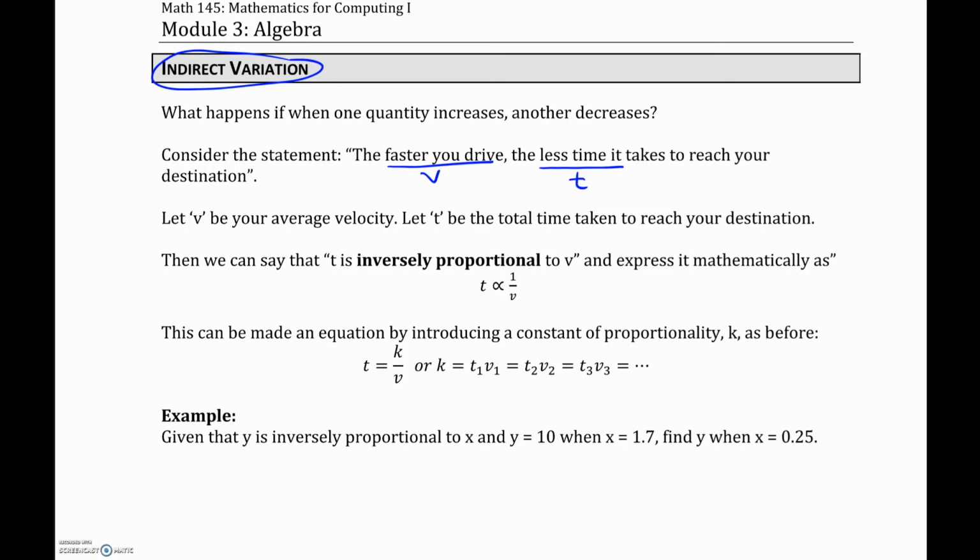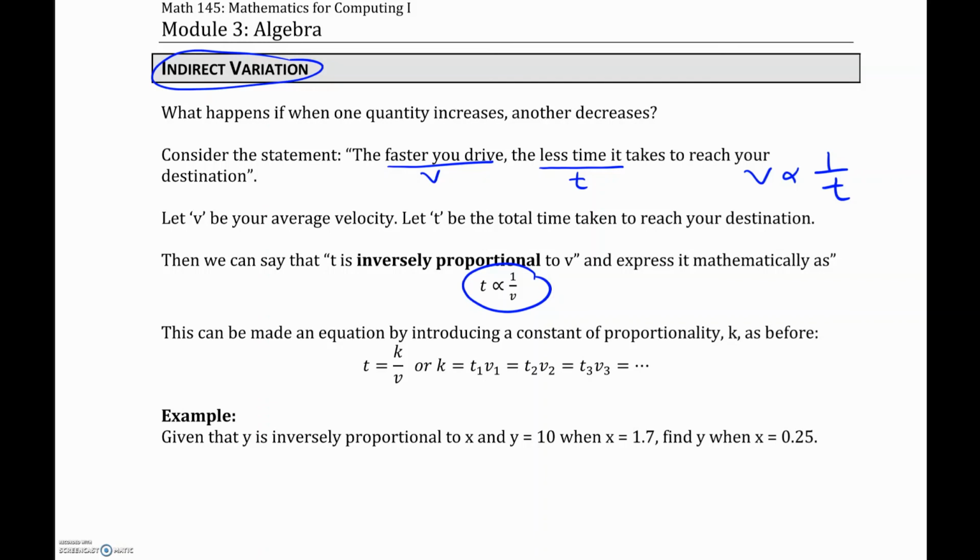So in this case, for direct variation, we wrote v proportional to t. But in this case, we know that they are inversely proportional. So the faster you drive, you could say that v then is proportional to 1 over t. Or you could have written it this way too, t proportional to 1 over v. It's the same thing, right? As one goes up, the other goes down. So that's the important thing.